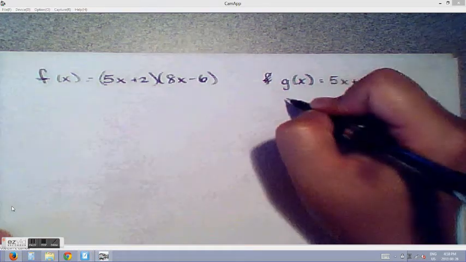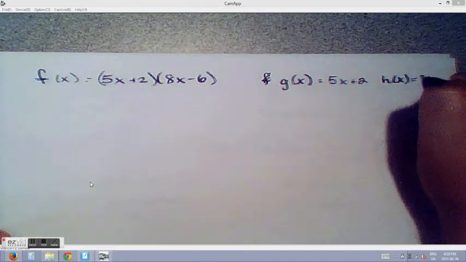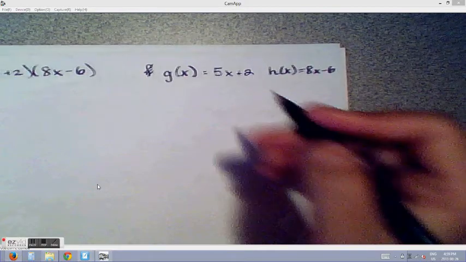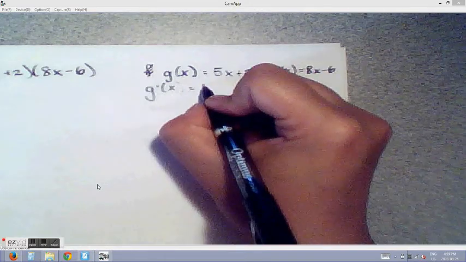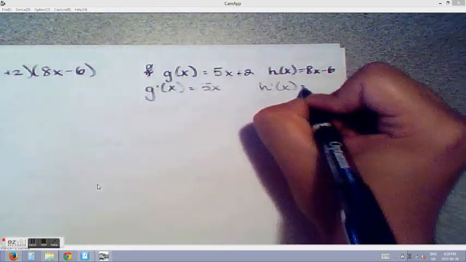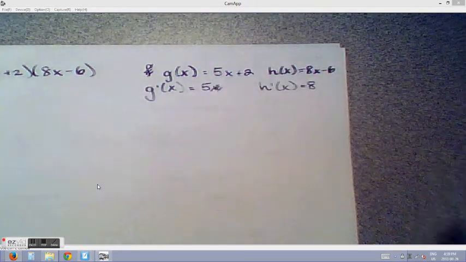Then h at x is equal to 8x minus 6. I'm just going to slide this over. g prime at x then is equal to 5. h prime at x is equal to 8. The derivative of 5x is just 5, and the derivative of 8x is just 8.